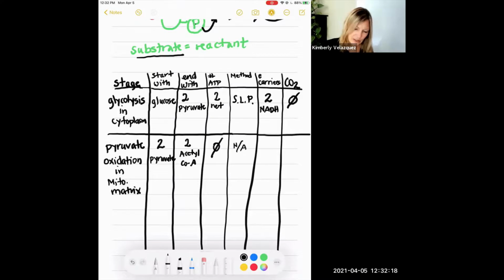Number of electron carriers, 2 NADH and 2 CO2 were released. That's how we made those 2 acetyl-CoA, by shaving off carbon from each of those 2 pyruvates. Remember, the pyruvates were 3 carbon molecules. The acetyl-CoA are 2 carbon molecules.